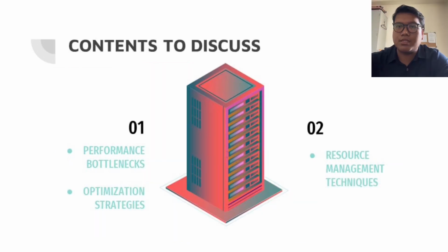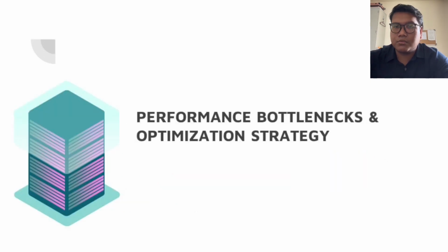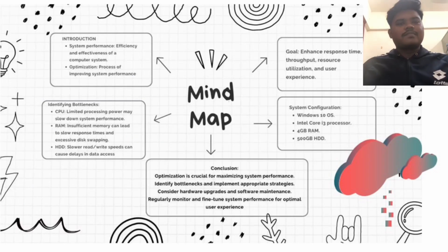We are going to discuss 2 subtopics related to system performance and optimizations. The first subtopic is performance bottlenecks and system optimizations, and the second subtopic is resource management techniques. So without further ado, we will be looking into the performance bottlenecks and optimization strategies.